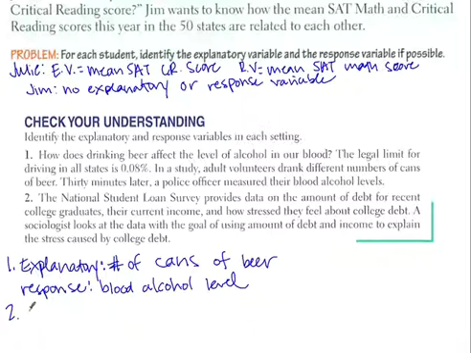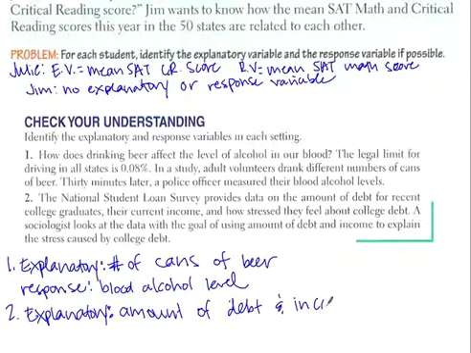So for this question, there's actually 2 explanatory variables. So that would be the amount of debt and the income. The response variable would be what's caused from the amount of debt and income, which would be stress.